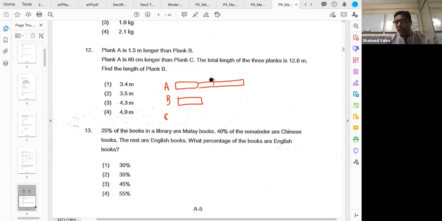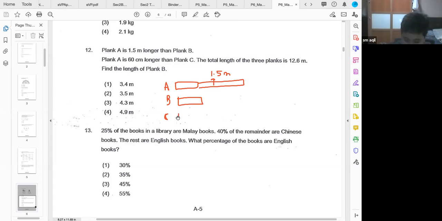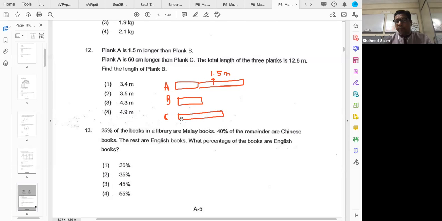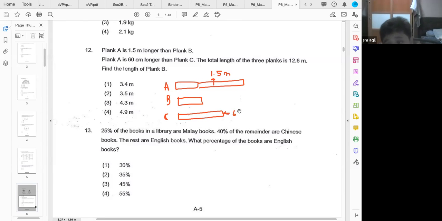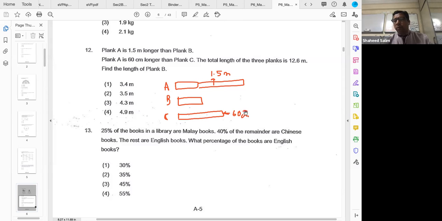This one 1.5. Sorry lah, Shakil, I'm having tuition outside the house. Hello. Apa nak buat? Cannot lah. Yeah, because I got tuition outside. I'm going to Red Hill.